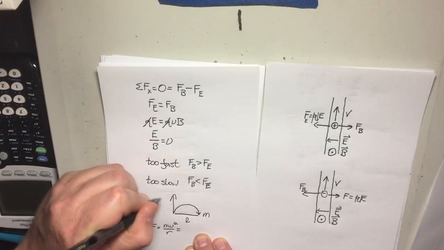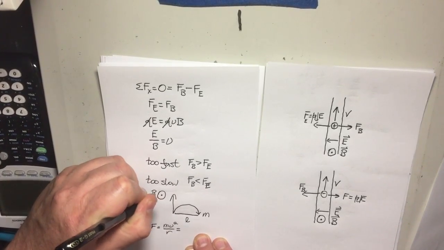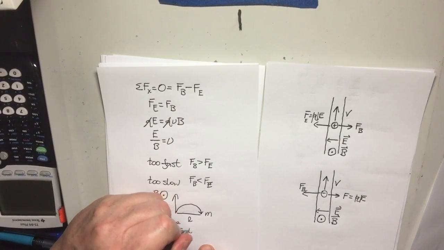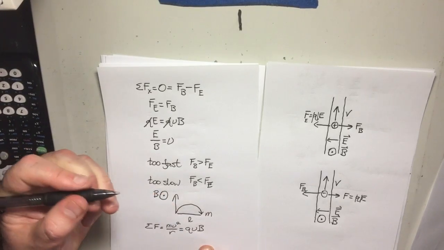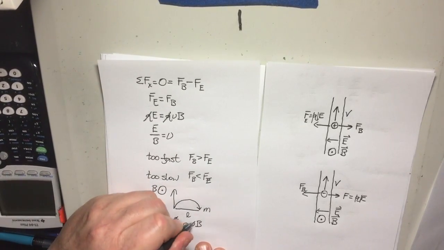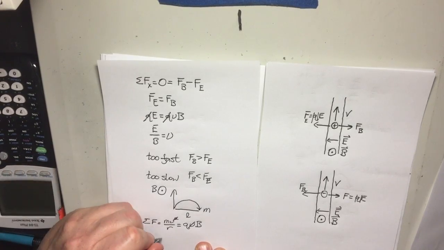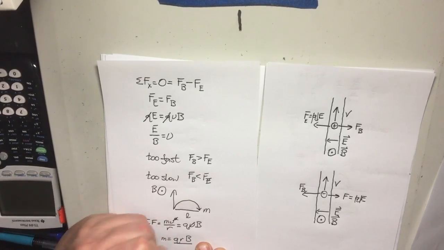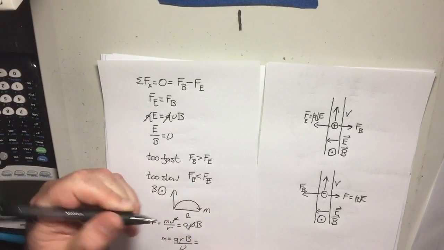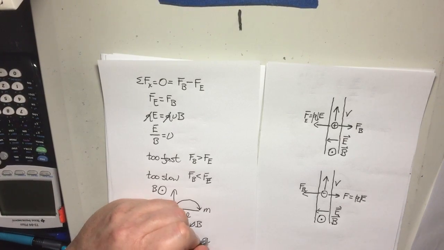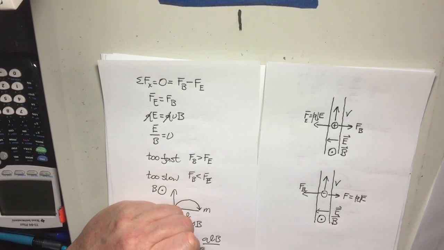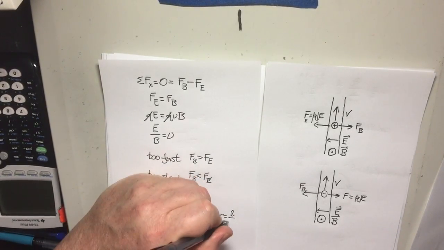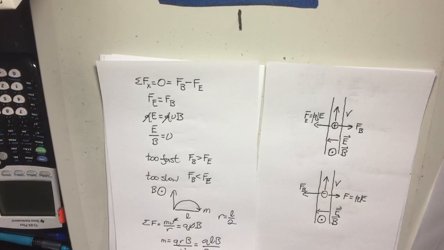In this case, there is only a magnetic field. So this becomes QVB. One of the V's cancels. And then M is QRB over V, or QLB over 2V, because R is L over 2. So you can determine the mass.